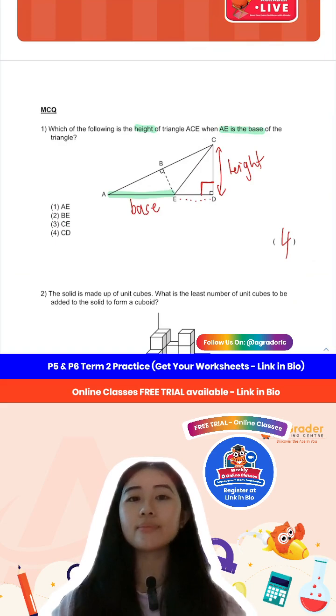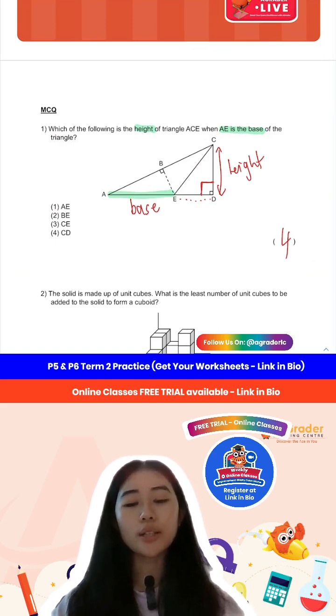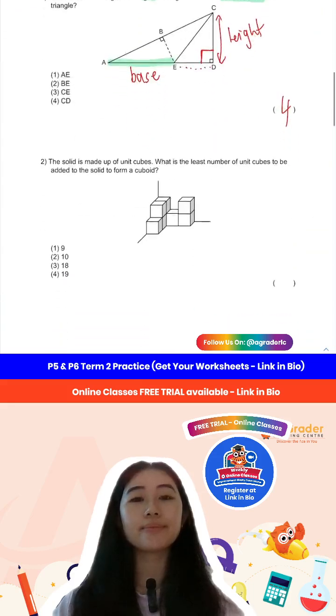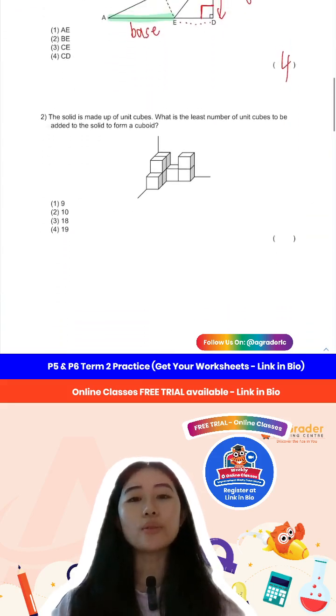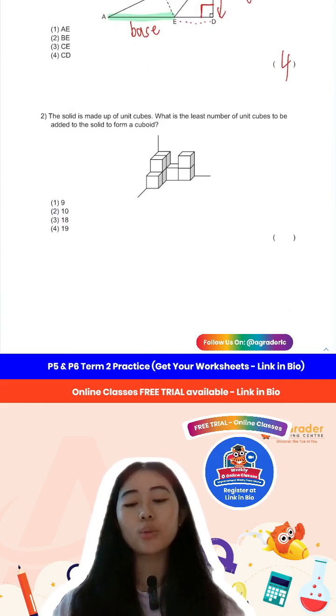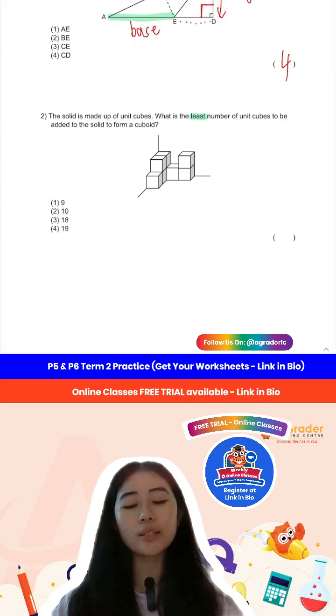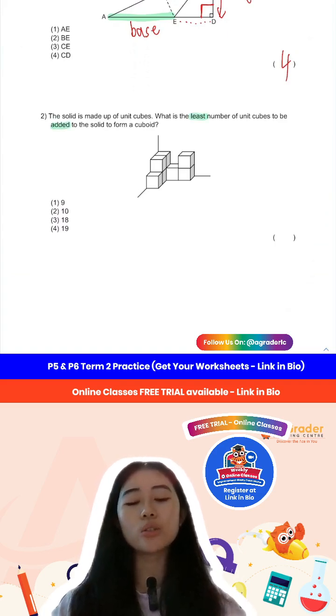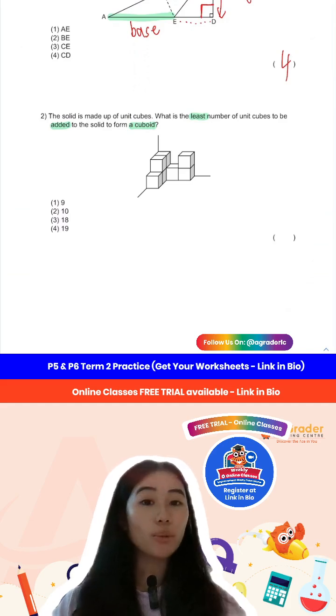So let's move on to the next one. Question 2 is a volume question. So the solid is made up of unit cubes. What is the least number of unit cubes to be added to the solid in order to form a cuboid? So please try this question, send in your answers.